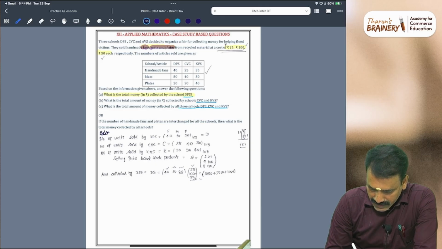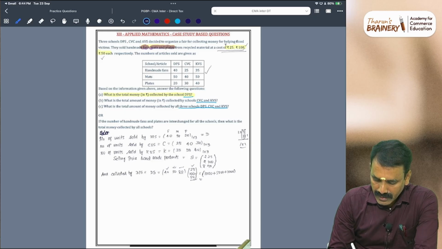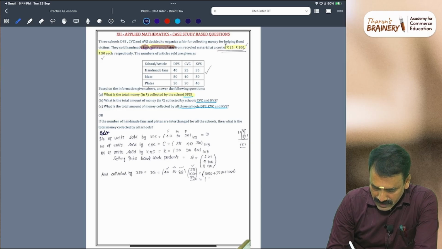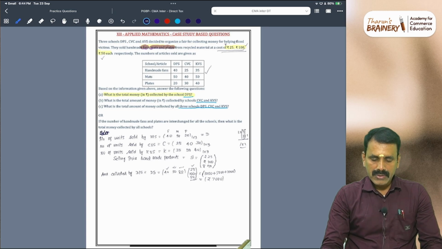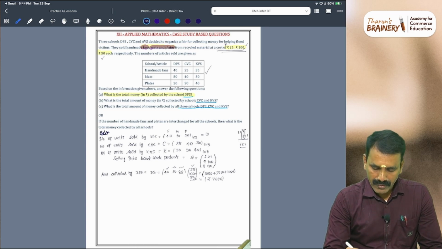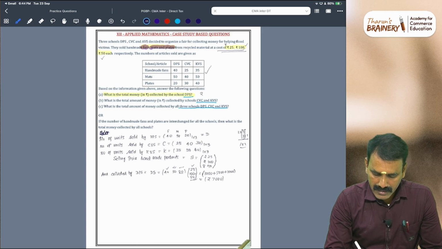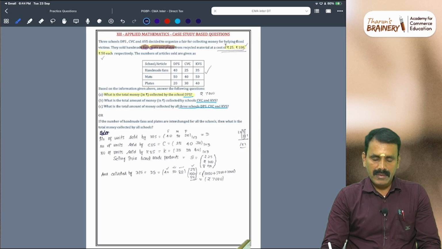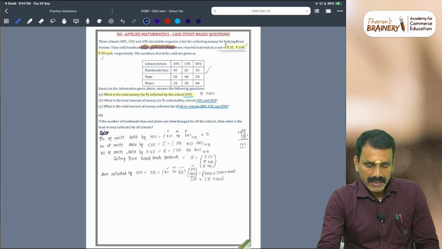So we are going to add. 1000 plus 5000 is 6000, 6000 plus 1000 is going to be rupees 7000. So this is the amount collected by the school DPS. So we found the answer. It is going to be rupees 7000.